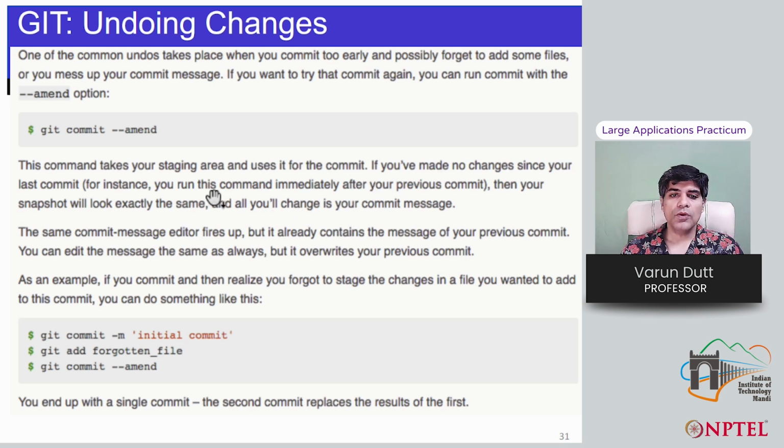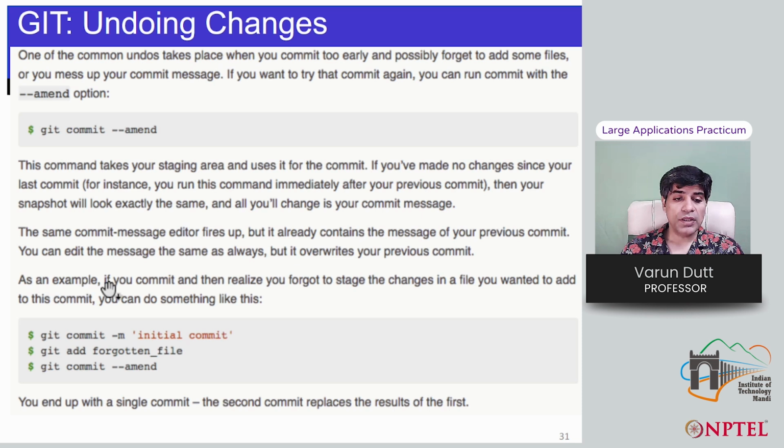For instance, if you run this command immediately after your previous commit, then your snapshot will look exactly the same and all you change is your commit message. So you will only change the message but not the commit content itself. The same commit message editor fires up, but it already contains the message of your previous commit. You can edit the message the same way as always, but it overwrites the previous commit.